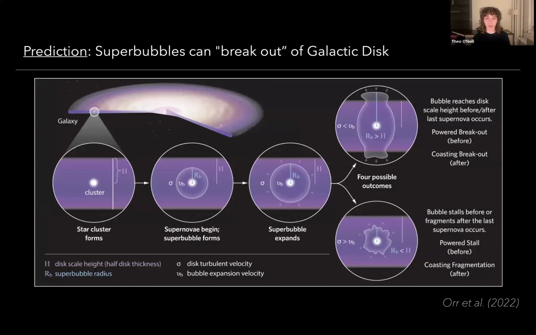So the general story here is that as these bubbles expand under clustered supernovae, they eventually start to reach the height of gas in the full disk of a galaxy like our own galaxy, the Milky Way. If the right physical conditions are met, these bubbles can actually continue to expand past this height of gas in the disk of a galaxy. And if this process occurs, we say that the bubble has broken out of the disk of a galaxy.